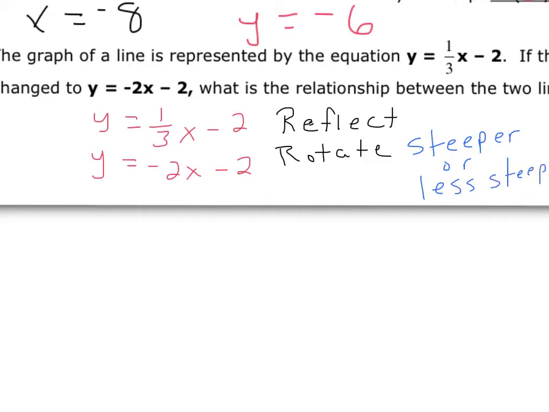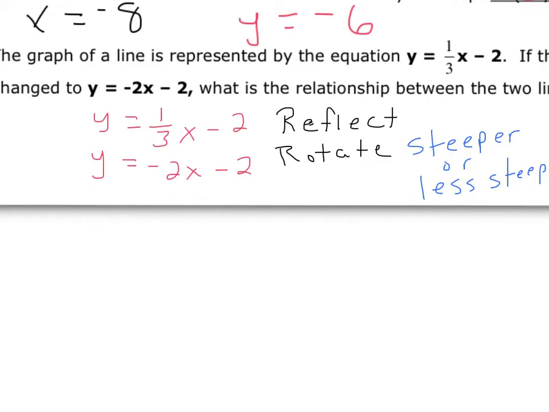Okay, and to be able to tell the difference, we just look at the number in front of the x itself. We don't care if it's positive or negative, because that's the reflection part. Just because this is a negative doesn't make it less steep. So we're actually going to just look at the coefficient itself. 1/3, that's a fraction, and then the number 2. Okay, 2 is a greater number than 1/3.